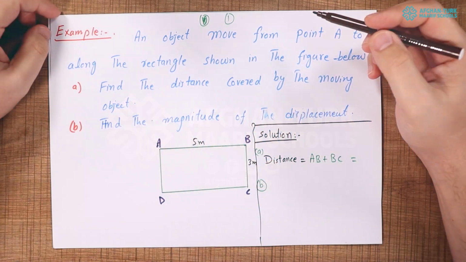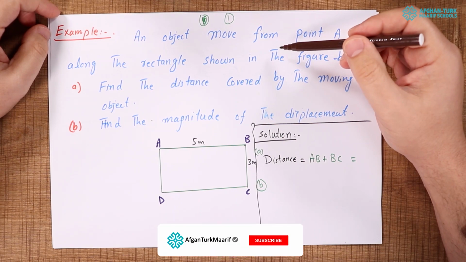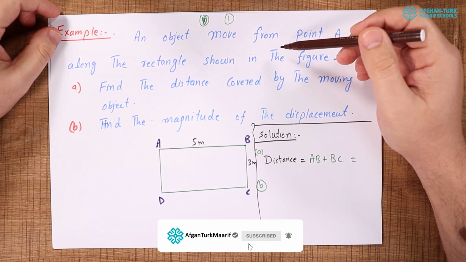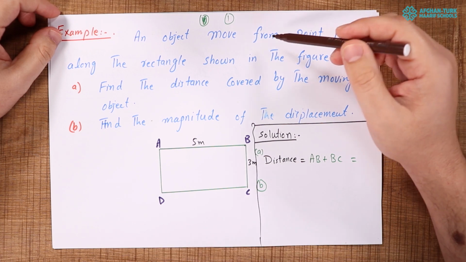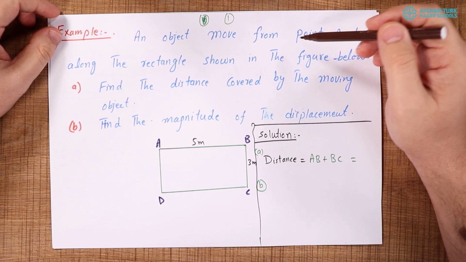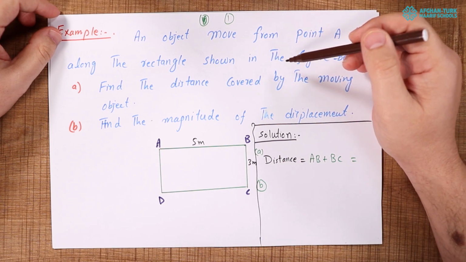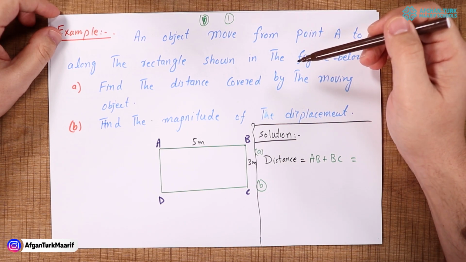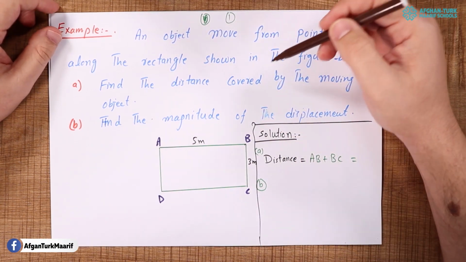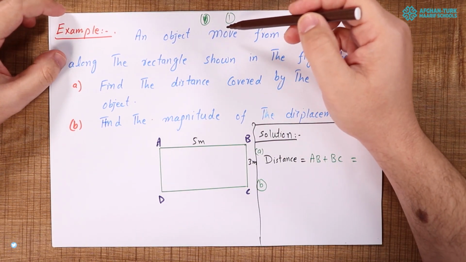Okay, dear student, in the last lecture we already saw the difference between distance and displacement. Today we are going to solve some examples to see how distance and displacement are different mathematically. So, this is example number one.